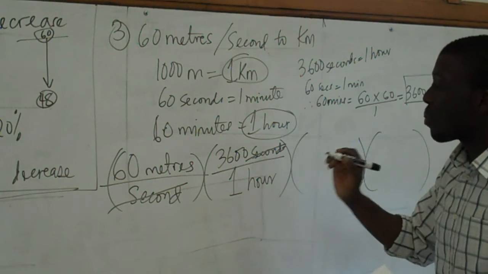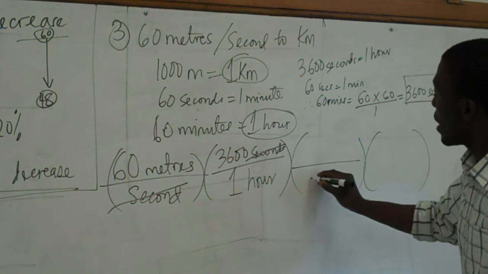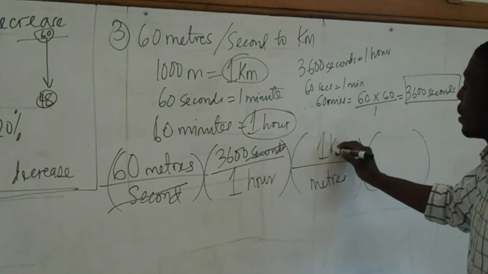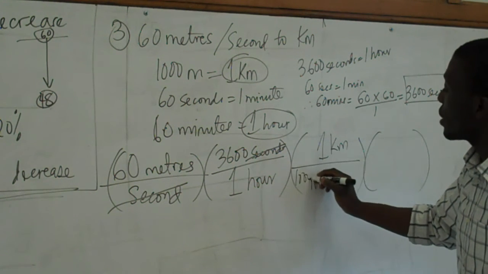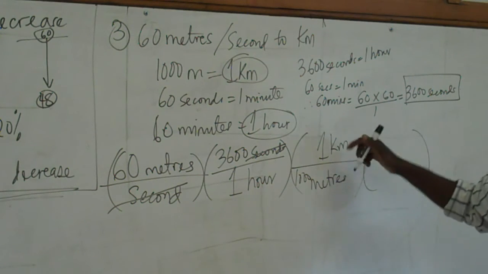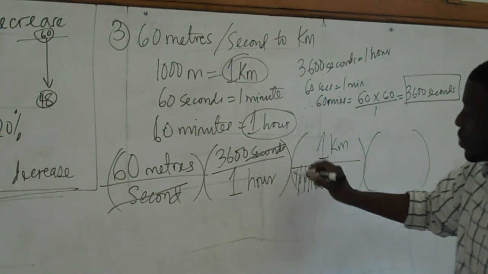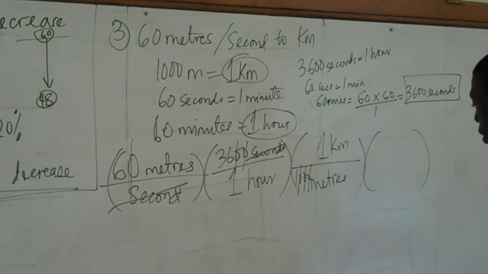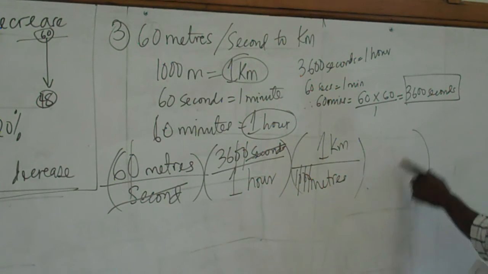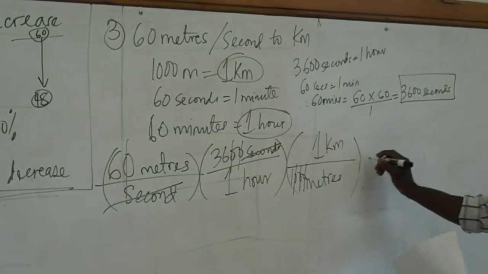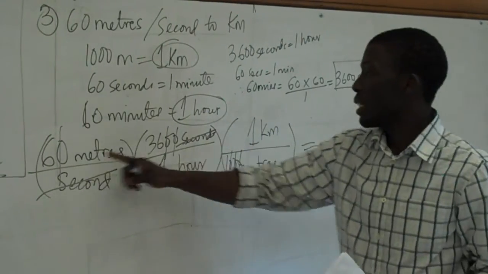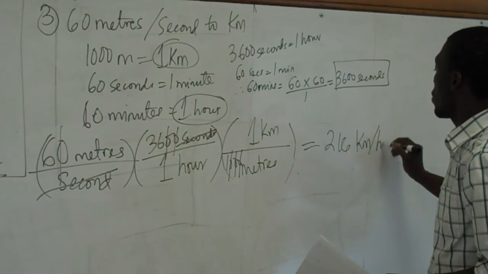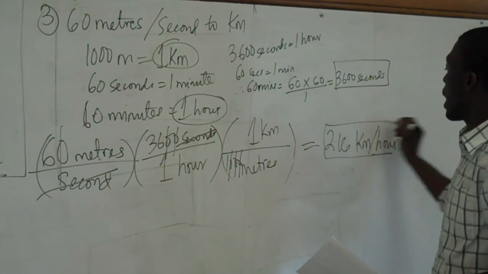But they want it in kilometers. So I write meters on the bottom here, and on top I write the equivalent: 1,000 meters is 1 kilometer. The zeros cancel. Now I don't need the third bracket. All I need at this point is 6 times 36, which gives me 216 kilometers per hour. That's how you do that problem.